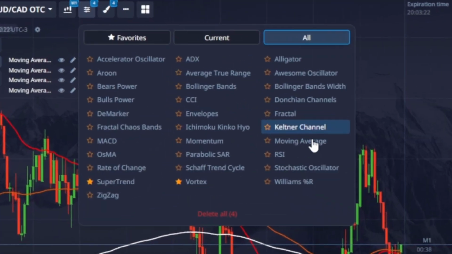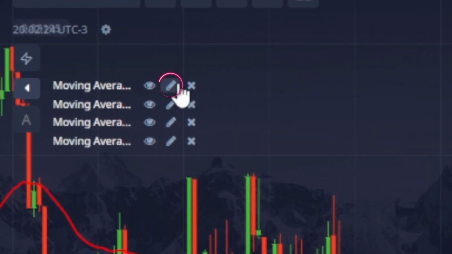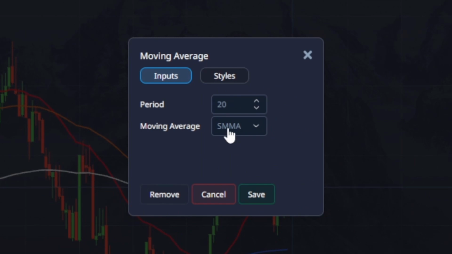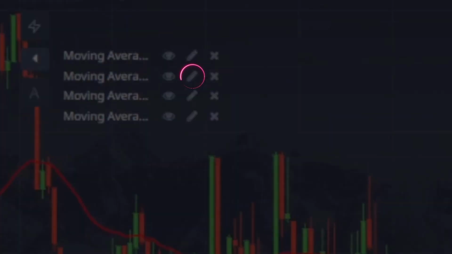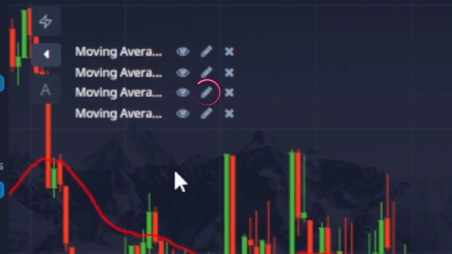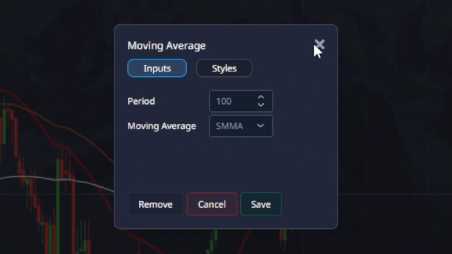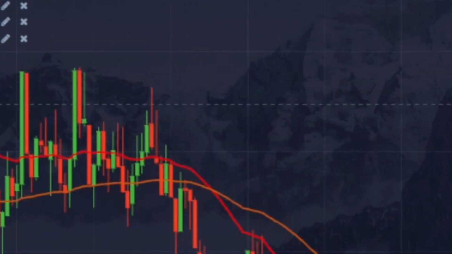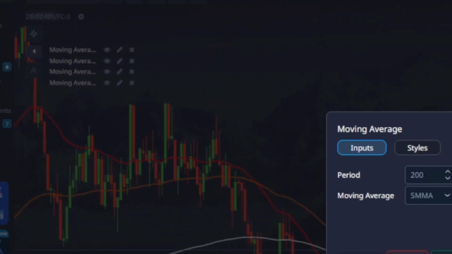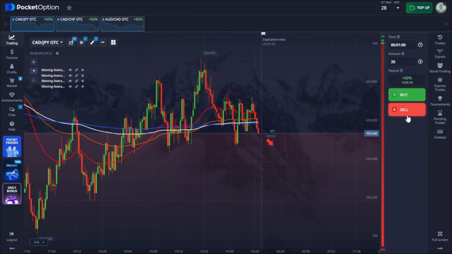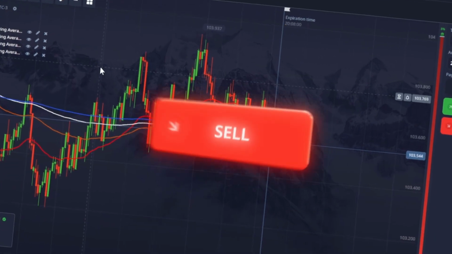The same for moving average: a 20 period simple moving average for that one. The other one, 50, orange; 100, white; and 200 for blue. Now we are good to go. So guys, that's very simple.